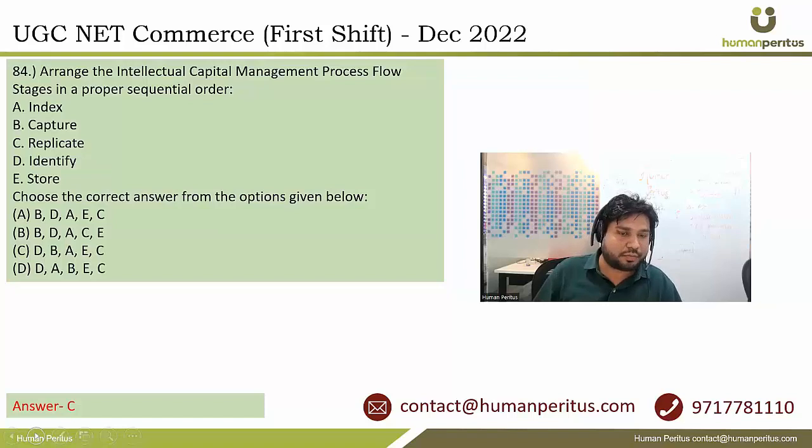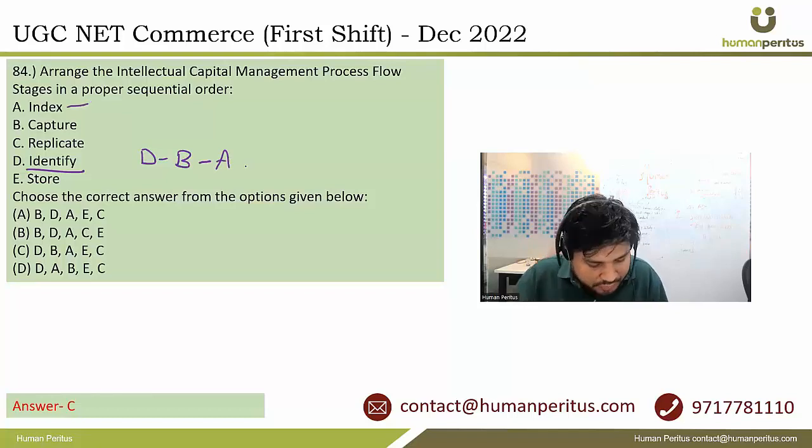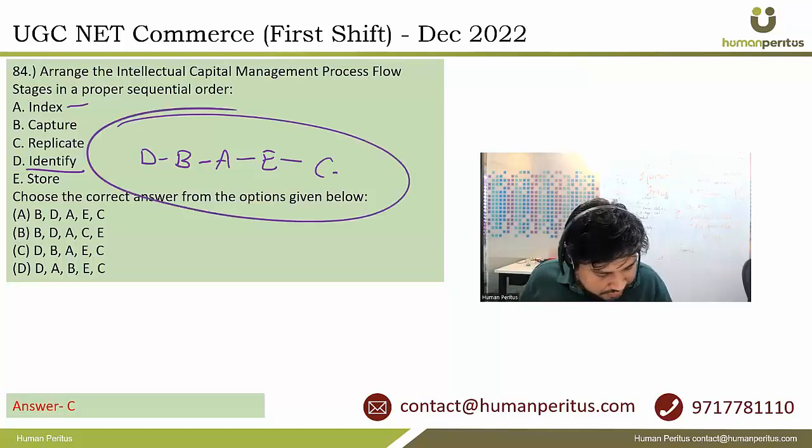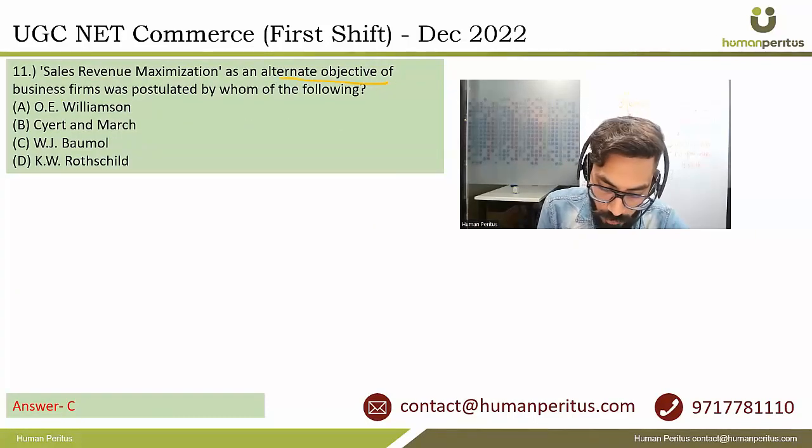नेक्स्ट पे आते हैं। अरेंज द इंटेलेक्चुअल कैपिटल मैनेजमेंट प्रोसेस फ्लो स्टेजेस इन प्रॉपर सीक्वेंशियल ऑर्डर। तो इसमें सबसे पहले होता है आपका आइडेंटिफिकेशन, उसके बाद होता है आपका कैप्चरेशन यानी डी बी, उसके बाद होता है आपकी इंडेक्सिंग यानी ए, उसके बाद होता है आपका स्टोर, और उसके बाद फाइनली होता है रेप्लिकेट। तो डी बी ए ई सी यानी आपका हो गया ऑप्शन सी। So in this question, they have talked about alternate objective of business firms.